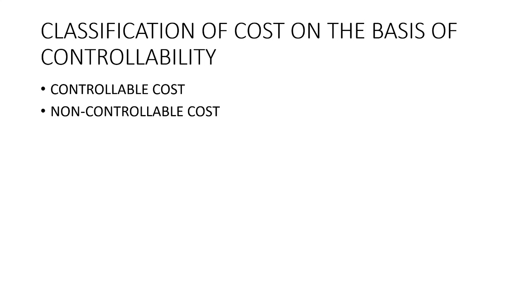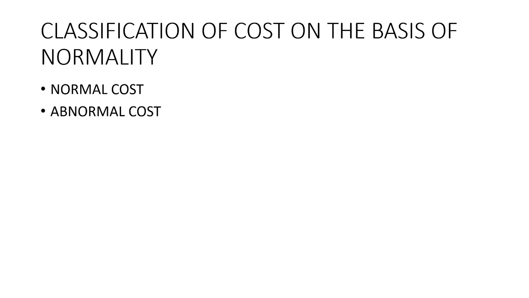The next one is non-controllable cost. These are the costs which cannot be influenced by the action of a specified member of an undertaking. For example, the cost which cannot be controlled by the employee of an organization. For example, rent of the building. Let's say it's 10,000 rupees. Now the factory supervisor cannot change the amount, isn't it? He cannot reduce the amount. The manager can think of getting a building for a lesser rent, but the factory supervisor at his level, it is non-controllable. He cannot do anything for that. That is cost which cannot be influenced by the action of a specified member of an undertaking.